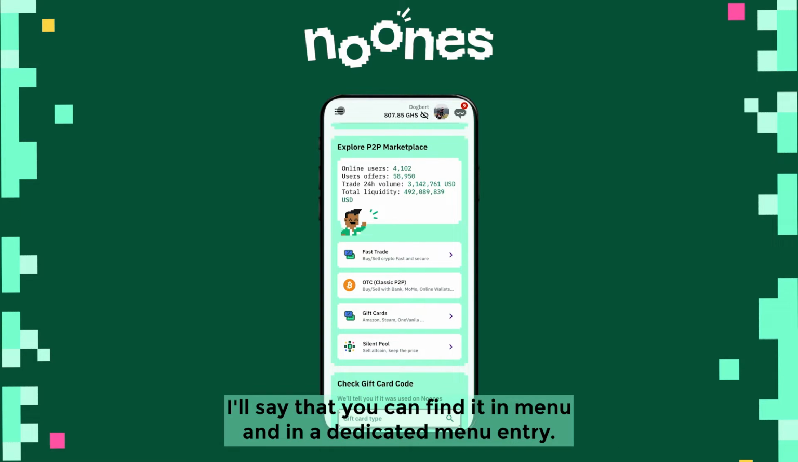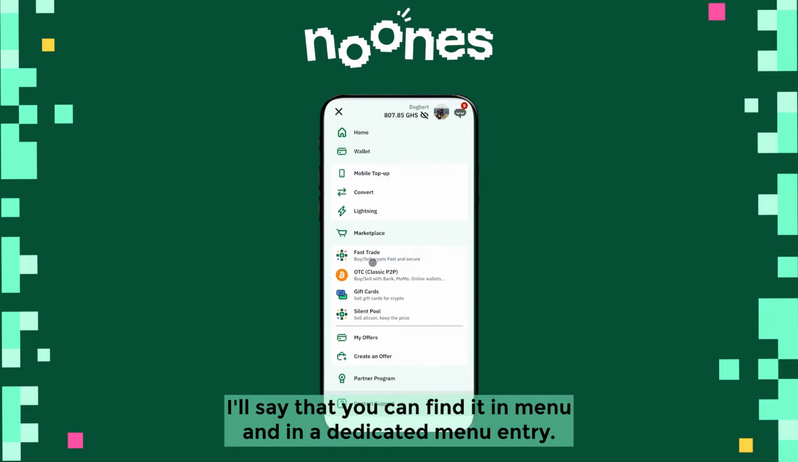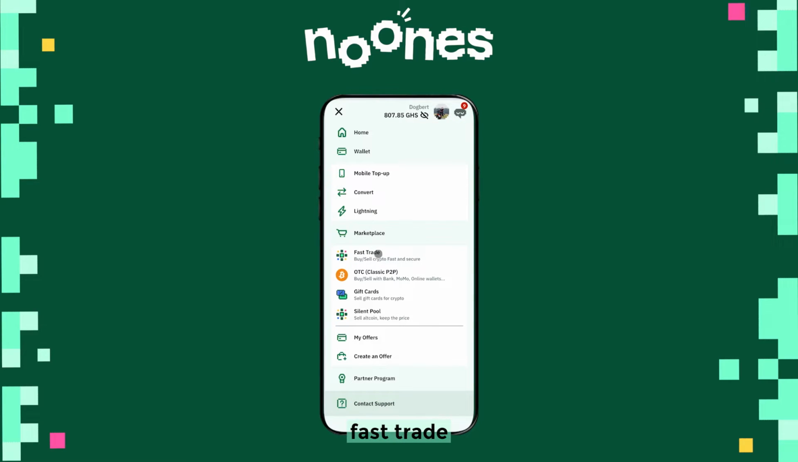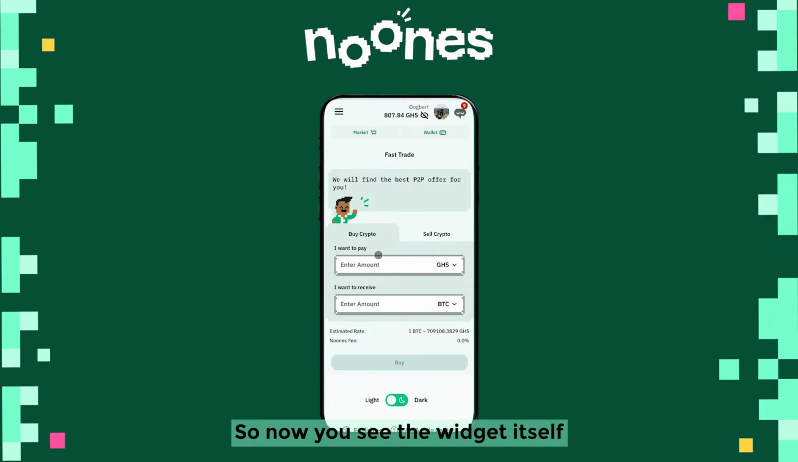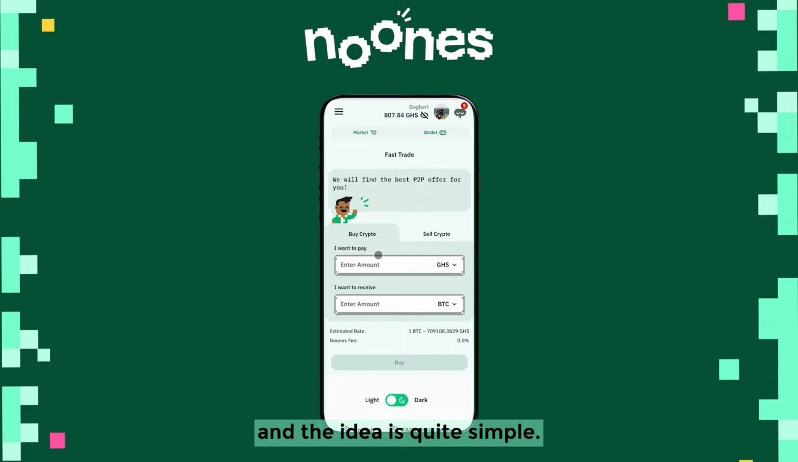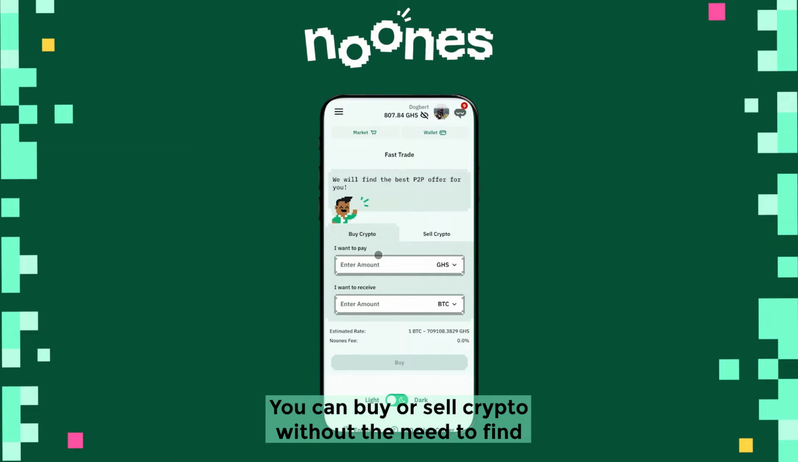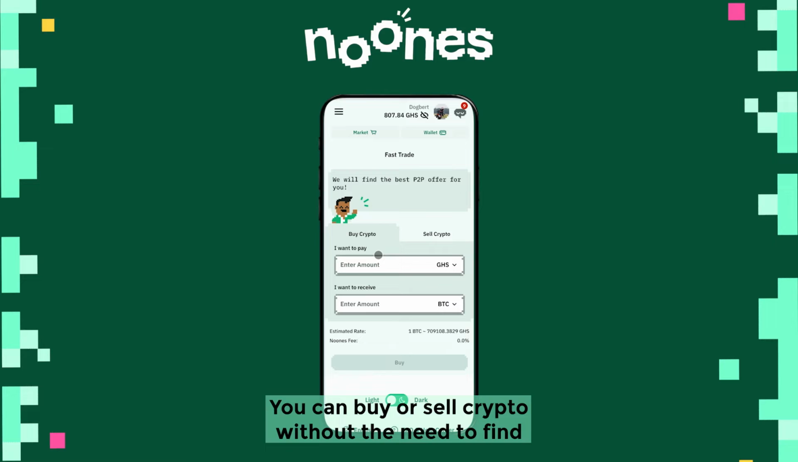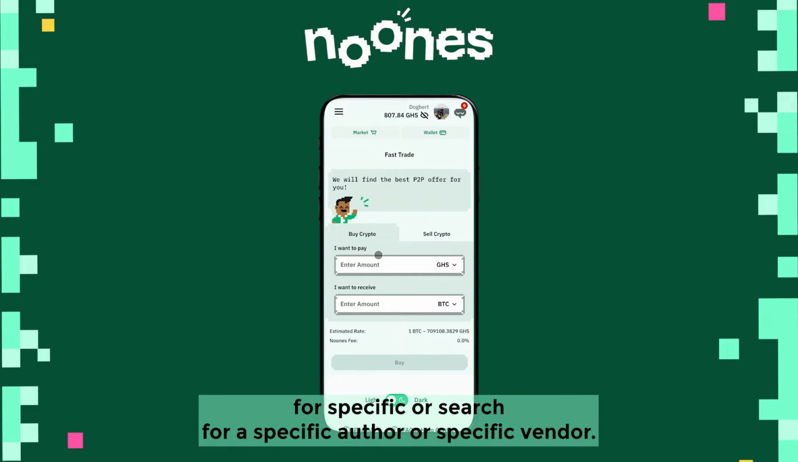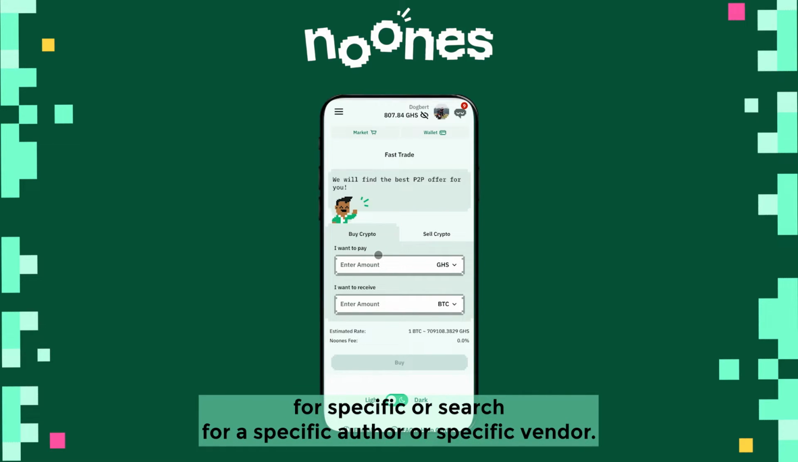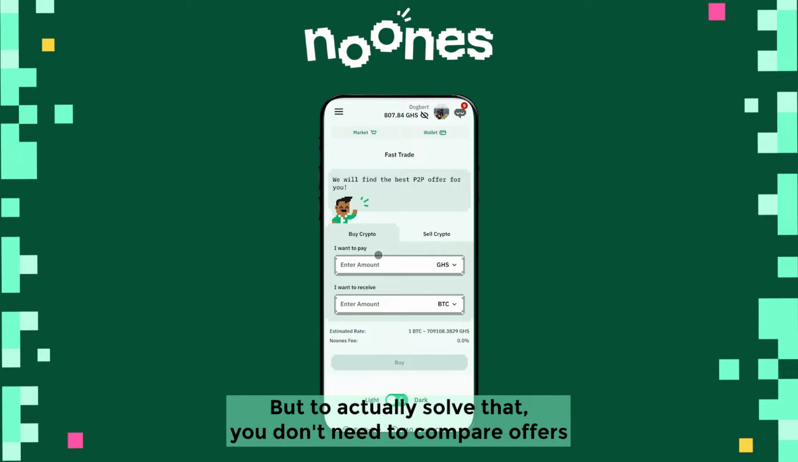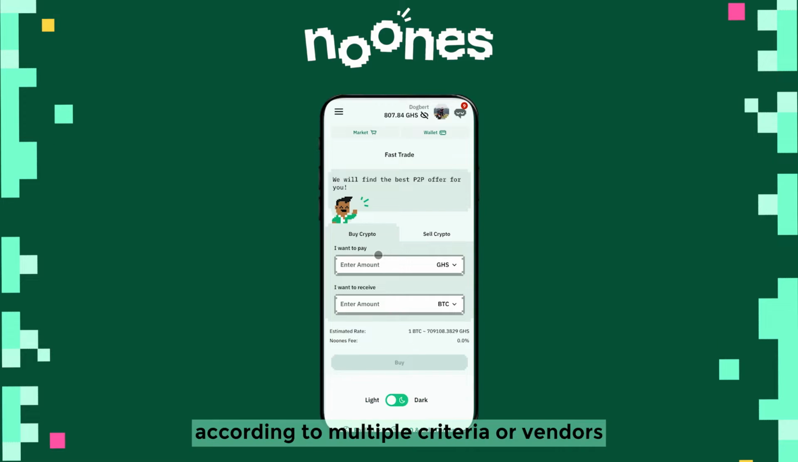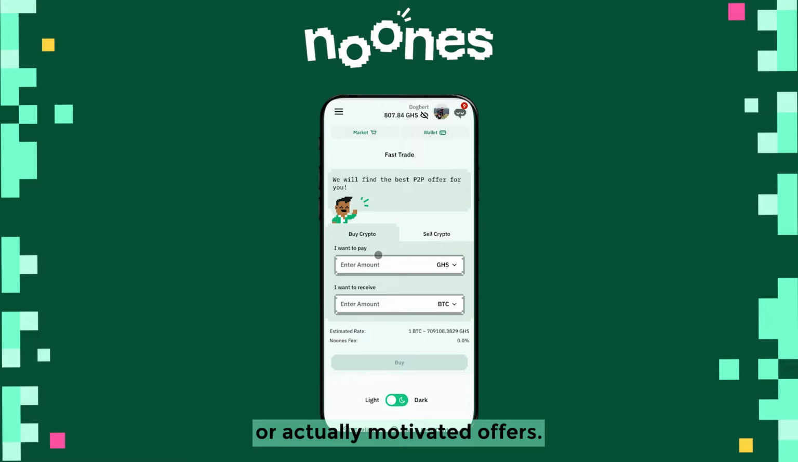Also, you can find it in menu and in a dedicated menu entry Fast Trade. Click on it. So now you see the widget itself, and the idea is quite simple. You can buy or sell crypto without the need to search for a specific offer or specific vendor. And the main problem that we actually solve is that you don't need to compare offers according to multiple criteria or vendors who actually activated those offers.